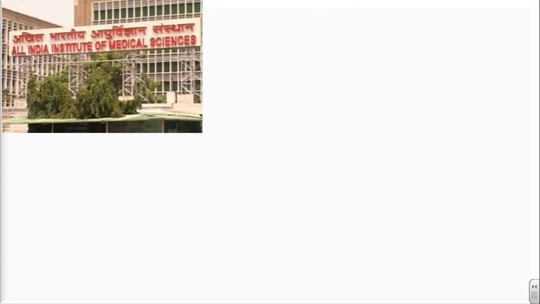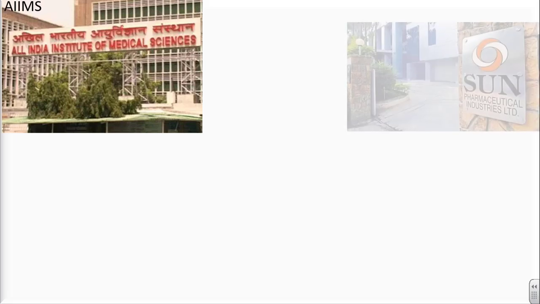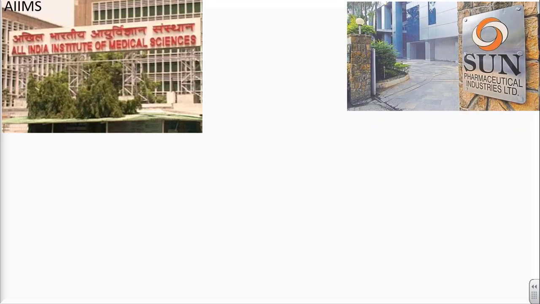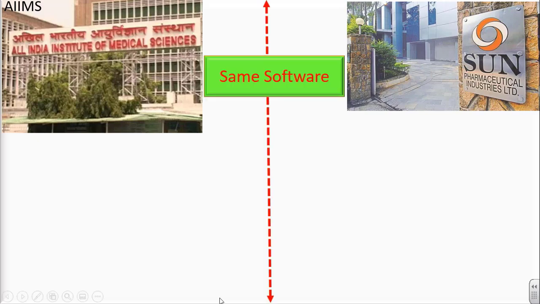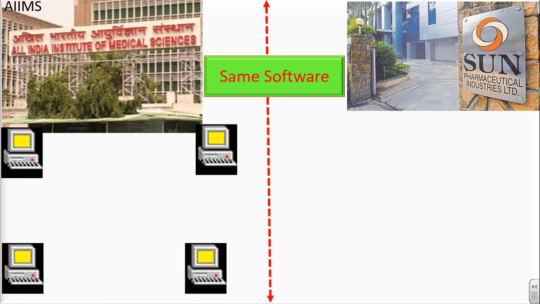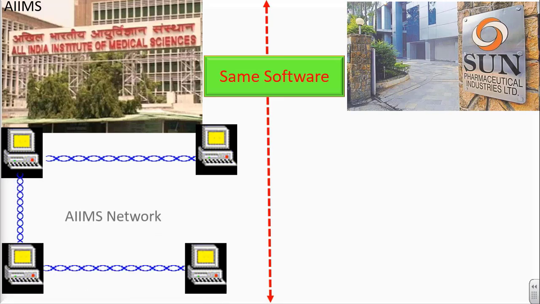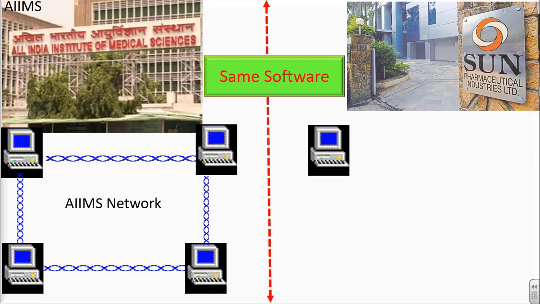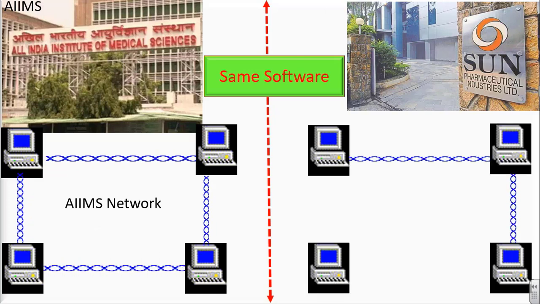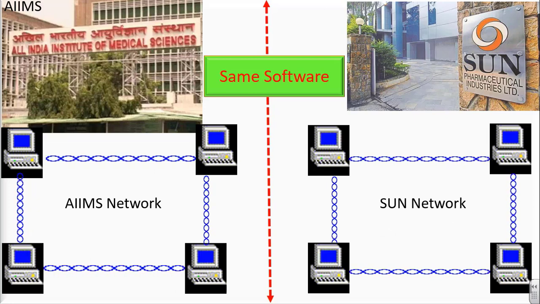Let us take up an example. We have All India Institute of Medical Sciences. We have, on the other hand, Sun Pharmaceutical Industries Limited, which supplies medicines to All India Institute of Medical Sciences. This is the intranet of AIIMS. This is the intranet of Sun Pharmaceutical Company. We name them the AIIMS Network and the Sun Network.